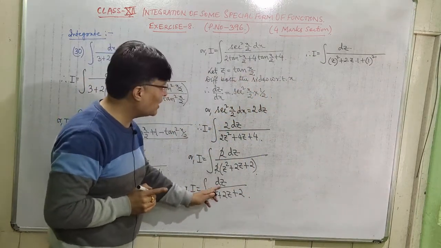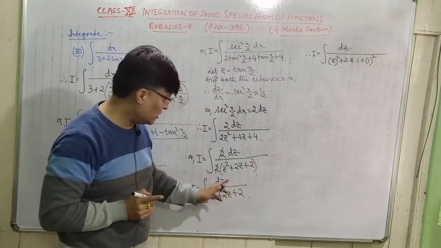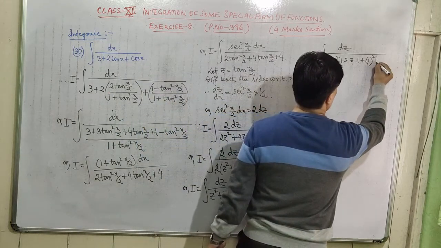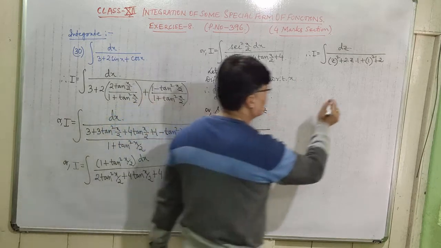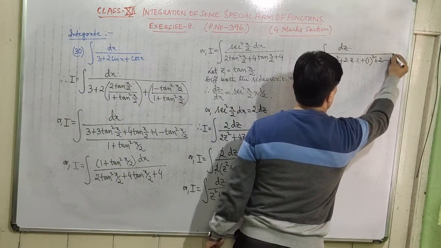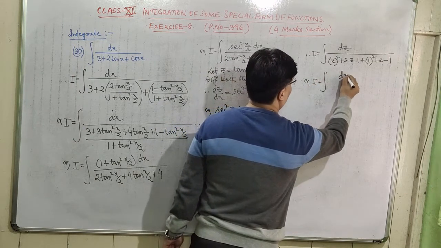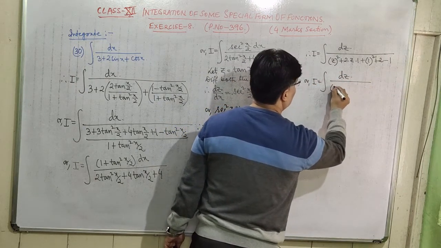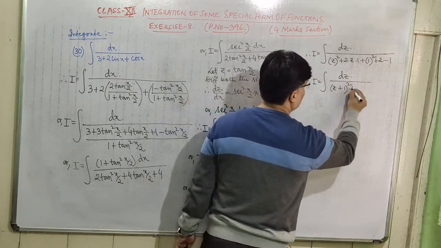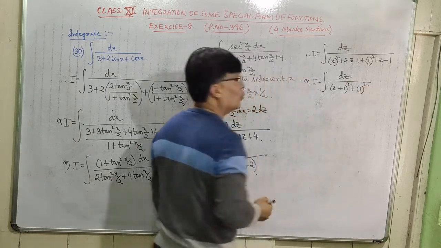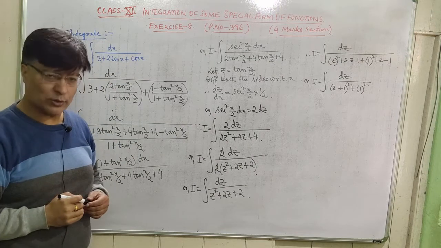Z whole square is z square. 2 into z into 1 is 2z. But there is plus 1. But here it is plus 2. Let us write plus 2 first. But is there 1 out here? No. Cancel it. So it is minus 1. So I is equal to integration of, this is dz divided by, you know this formula, z plus 1 whole square plus 2 minus 1 is 1. You can write it in terms of 1 whole square. 2 minus 1 is 1. So 1 can be written in terms of whole square, that is 1 whole square.